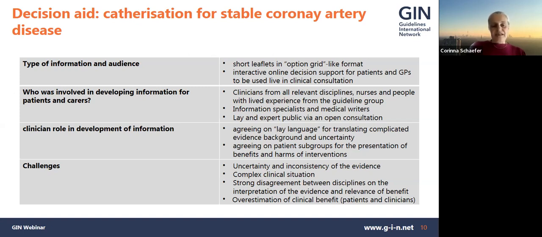What we definitely do every time, but that was definitely challenging here. So there was a lot of overestimation of the clinical benefit, and that overestimation we found in patients and in clinicians. And this is definitely more difficult to discuss when you explain this in very simple language and you don't have all the maths and all the statistics behind, but only simple numbers naming the magnitude of the effect. So those were the challenges that we basically had for this specific decision aid.